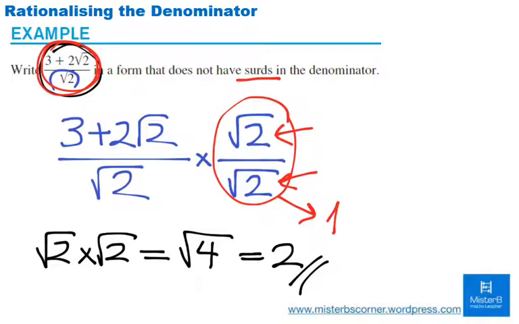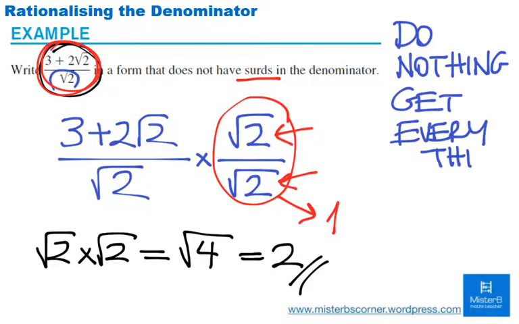This is, in maths, called do nothing, get everything. Because basically, we're multiplying by 1, but we just get what we want. Although multiplying by 1 does nothing to this expression, we get what we want. So, let's do the work.